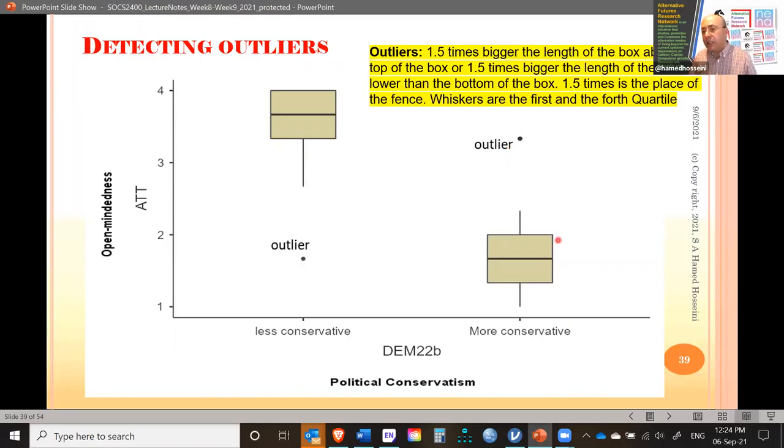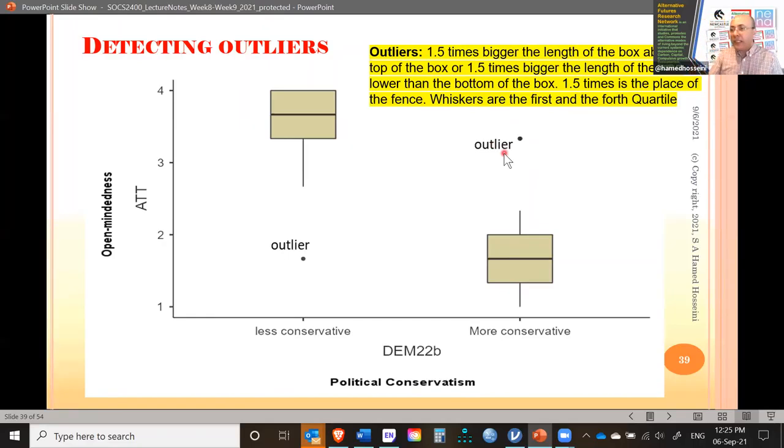And again, as you can see, you multiply the length of the box for the more conservatives and go up. So 1.5 times, one off. And here must be the fence, the imaginary fence. And these guys are outside. There is actually more than 1. They are outside the fence, so they must be the outliers.